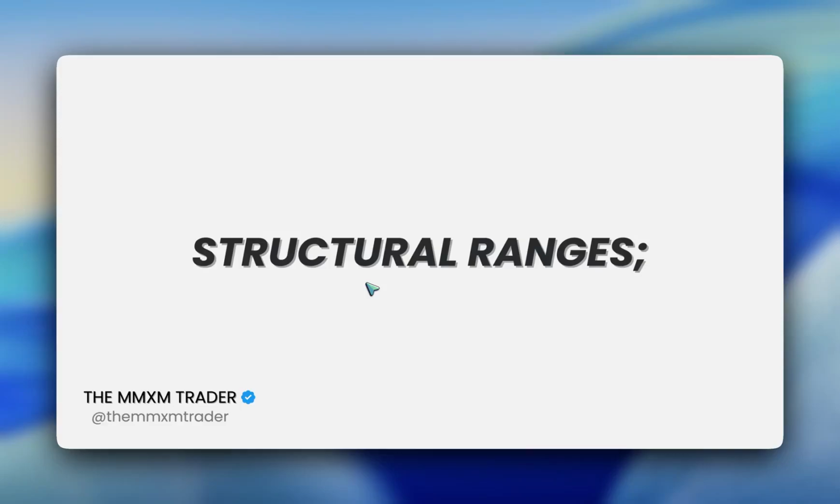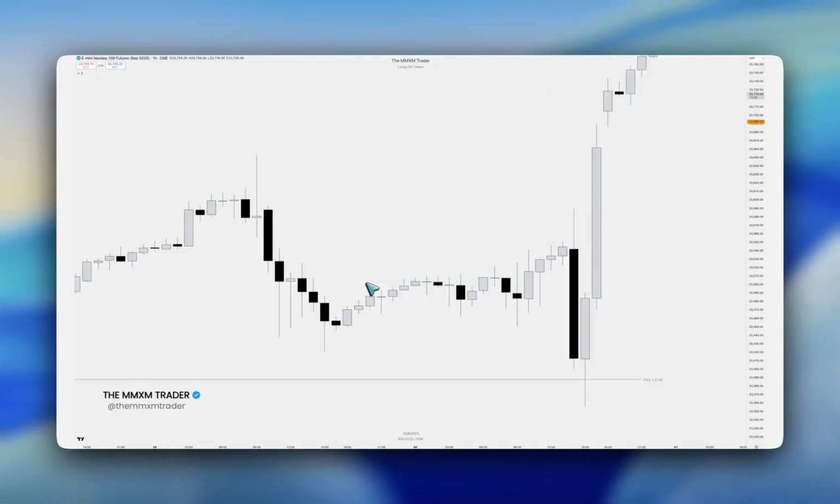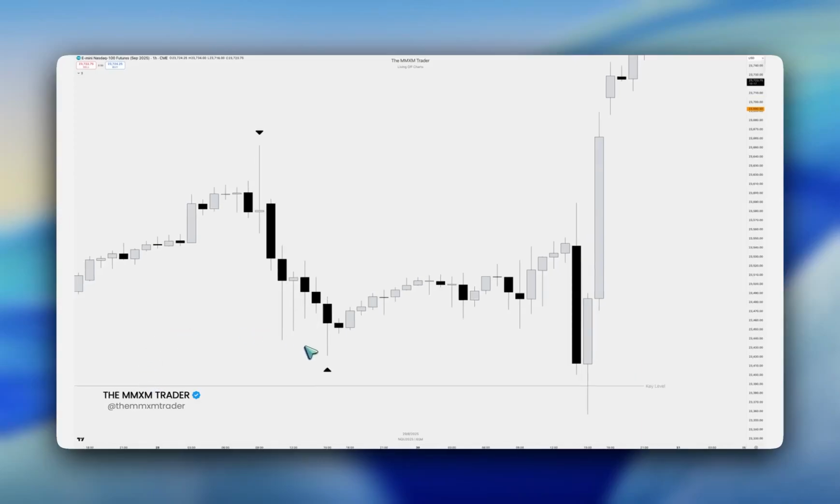So let's start off with the structural ranges. So looking at this chart, you can see we had a key level here, okay? And like I said, when we have a key level, we want to pair it with a range. Do not overcomplicate it, like I said. This is an expansion leg, right? This high is obviously connected to this low. There's no secret to identifying the range, okay? It's really this simple. This high is connected to this low, right?